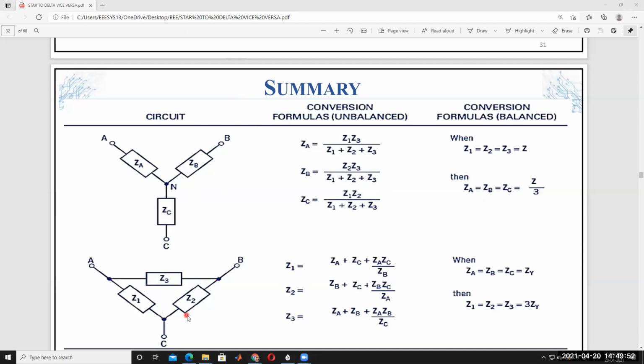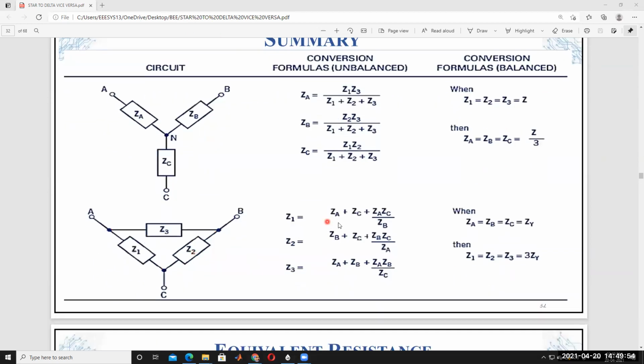And in the delta to star transformation, Z1 is connected between A and C. Understood? That's why Z1 is equal to ZA plus ZC plus the multiplication of ZA into ZC divided by ZB. Is it clear? Understood? So similarly Z2, Z3 also.